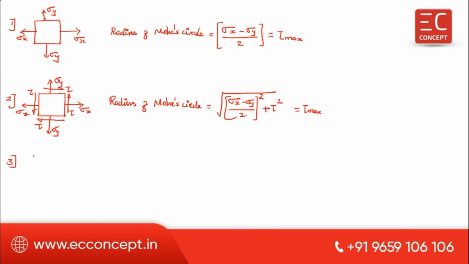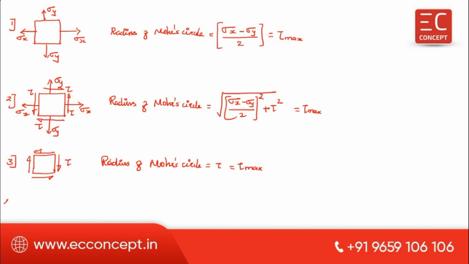Third one: if a system is subjected to pure shear stress tau, then the radius of the Mohr circle is equal to tau, which is also equal to tau max.